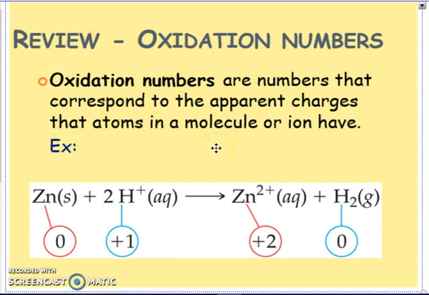Okay, so just a review of what we've already covered. From last week, we talked about how to assign oxidation numbers. Remember that oxidation numbers are the apparent charge that an element would have in a molecule or an ion. And of course, please review the rules we talked about for assigning oxidation numbers. Remember, anything in its elemental state is a 0, and then here we have a couple of simple ions.